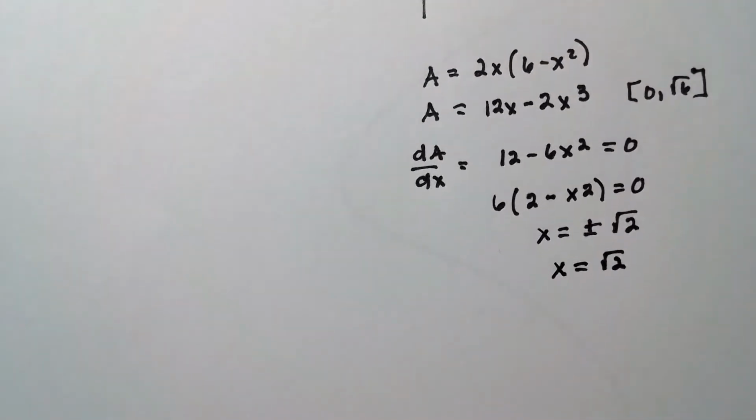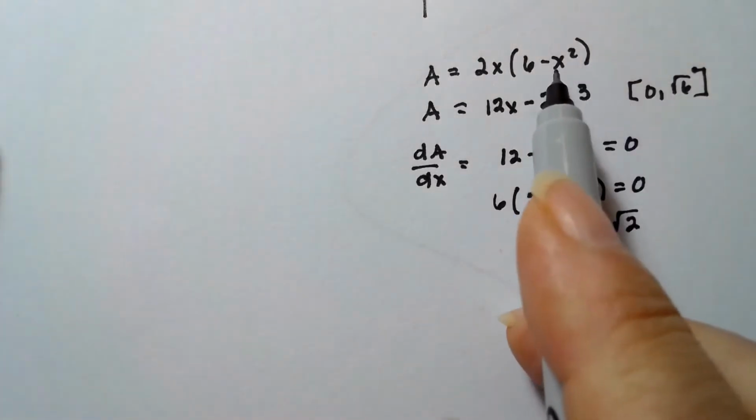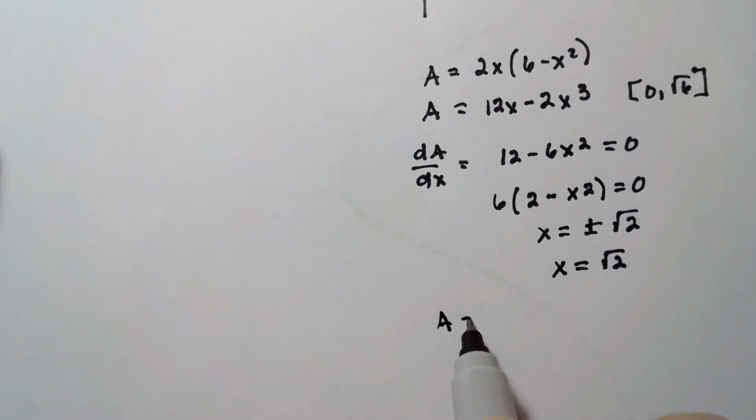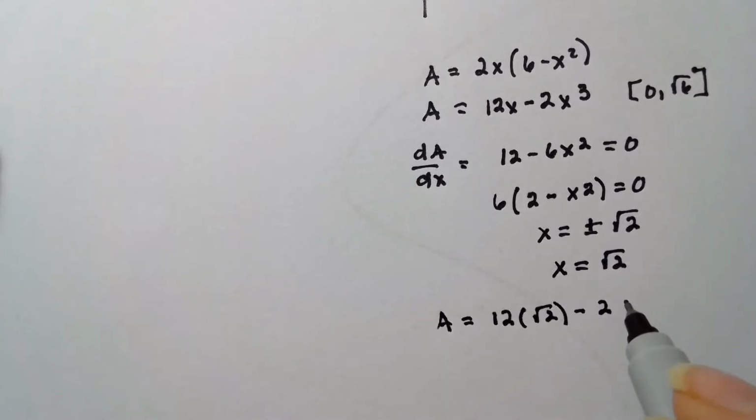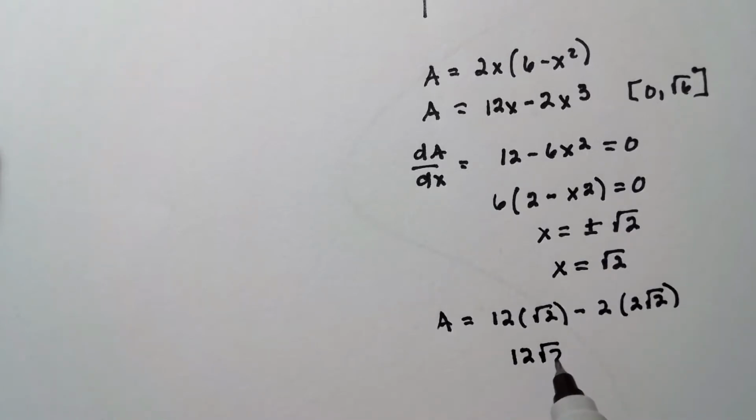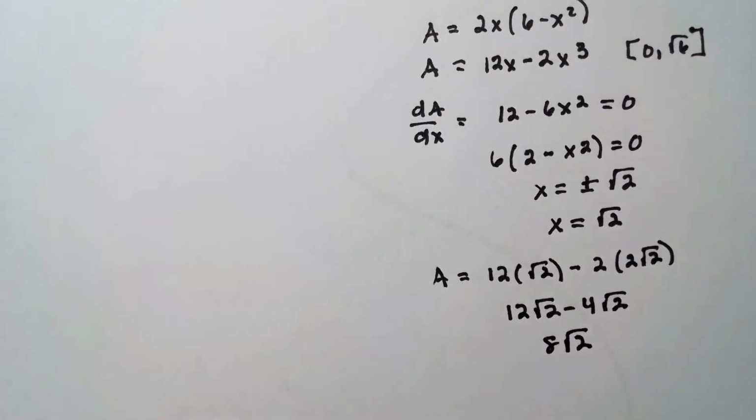Okay? And again, the question said, find the maximum possible area of the rectangle. Well, if I want the maximum possible area, I'm going to take this critical number and plug it into my area formula. 12 times root 2 minus 2 times 2 root 2. So 12 root 2 minus 4 root 2 is 8 root 2. That's it. That's all you have to do.